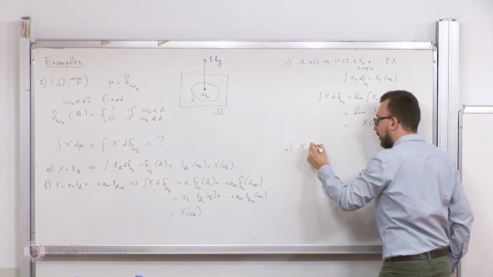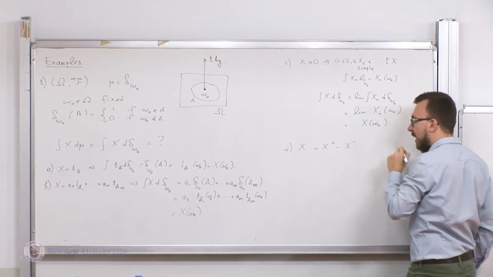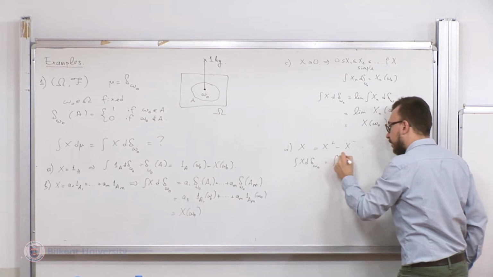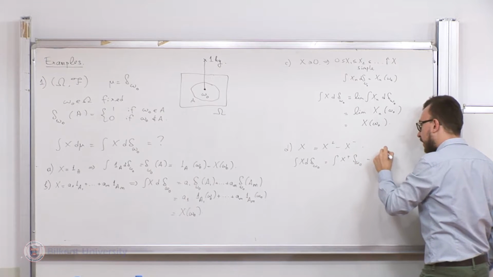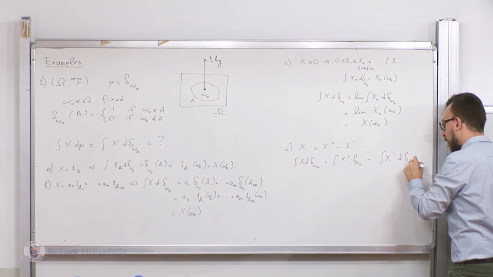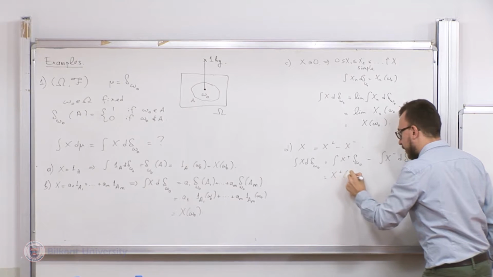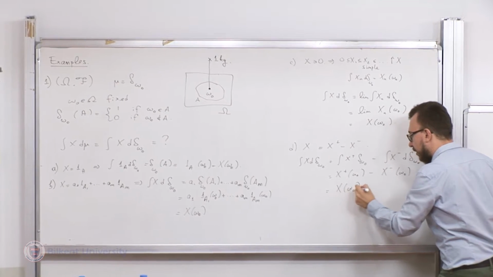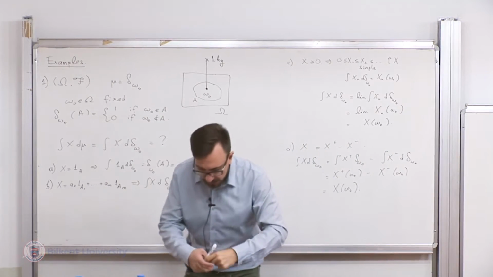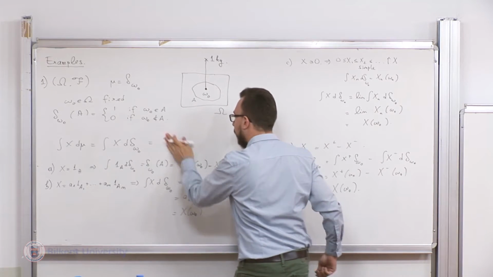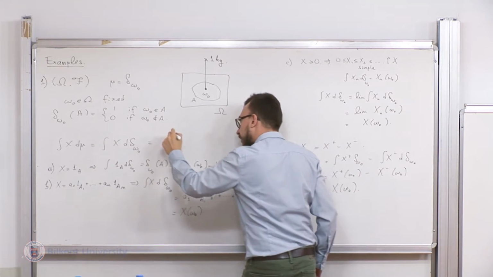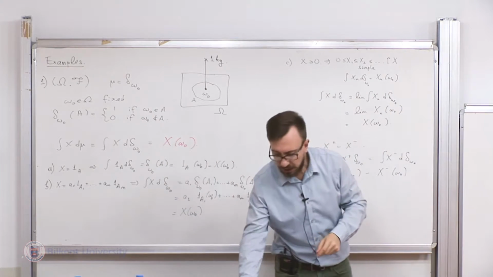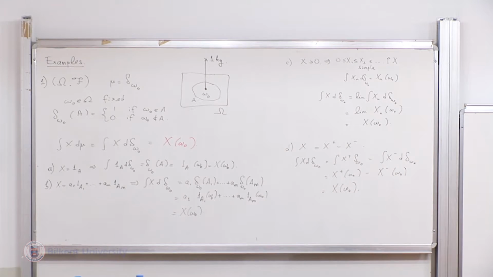Finally, if you have x which is just arbitrary, like x plus minus x minus, in that case, you have the integral of x equals the integral of x plus minus the integral of x minus. So this is equal to x plus at omega 0. This is equal to x minus at omega 0. Therefore, this is equal to x of omega 0. So conclusion, Dirac measure: when you integrate a function with respect to the Dirac measure, all you're doing is to evaluate your function at that fixed point of the measure.